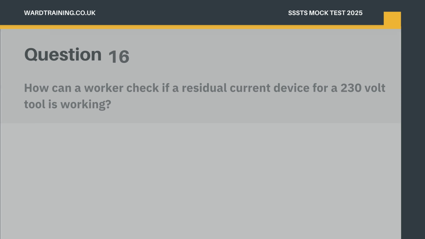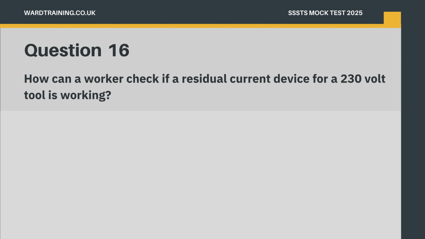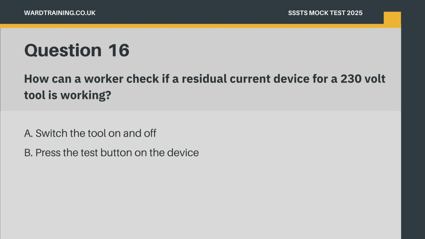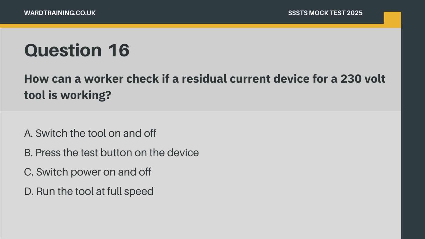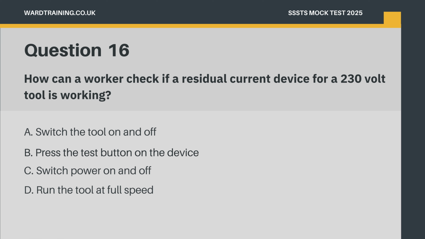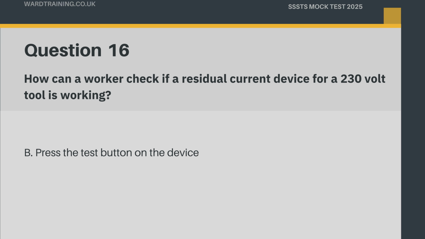Question 16. How can a worker check if a residual current device for a 230 volt tool is working? A. Switch the tool on and off. B. Press the test button on the device. C. Switch power on and off. D. Run the tool at full speed. Answer: B. Press the test button on the device.